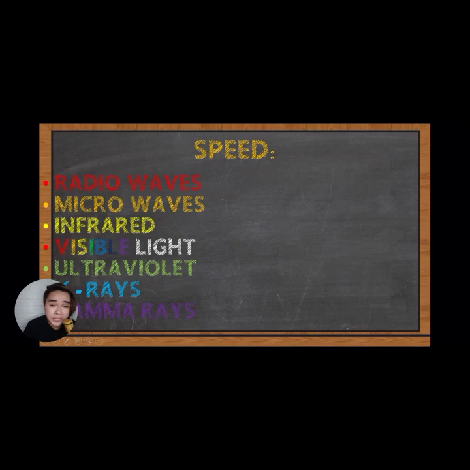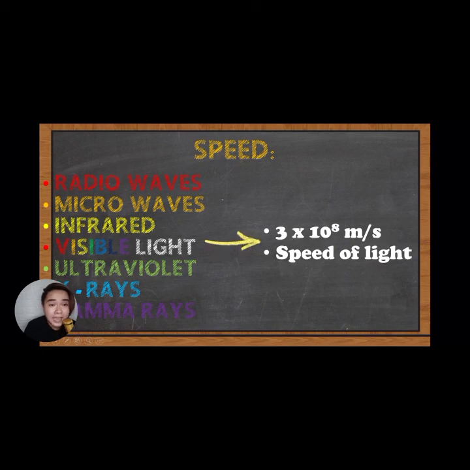In terms of speed, all electromagnetic waves travel at the speed of light, or 3 times 10 raised to 8 meters per second. Fun fact, there's nothing in the observable universe faster than the speed of light. So electromagnetic waves are the fastest thing in the universe.